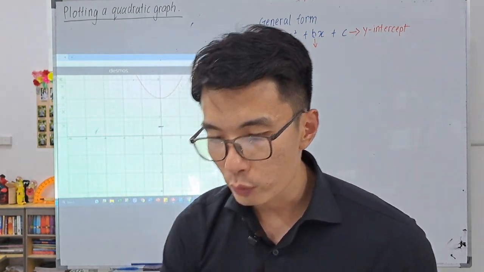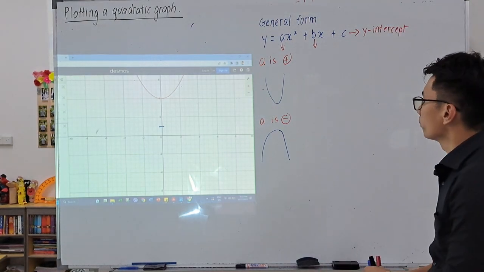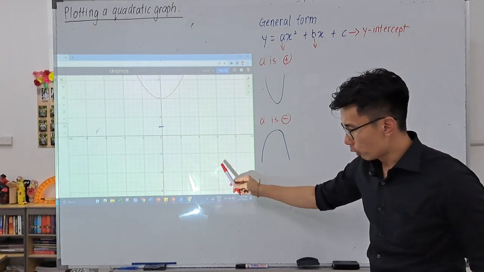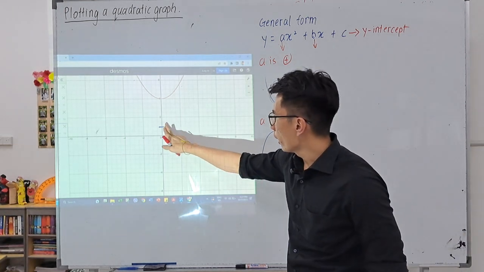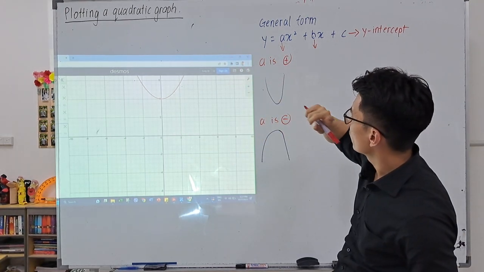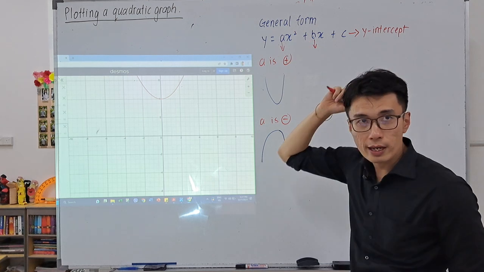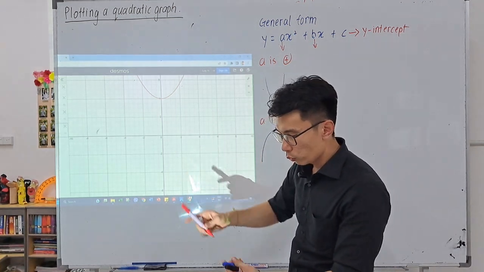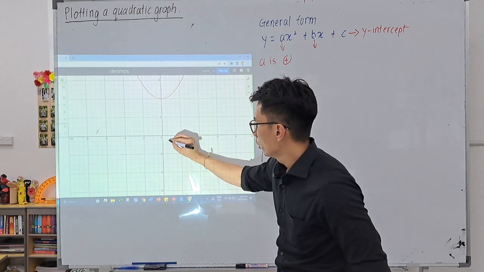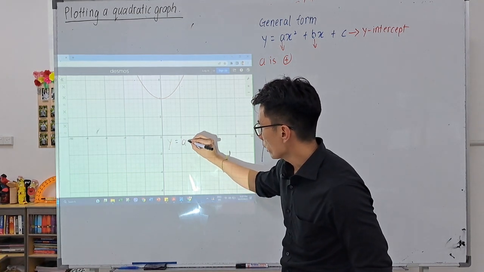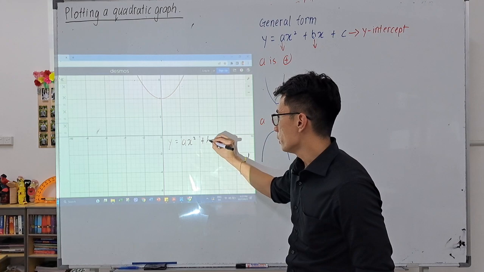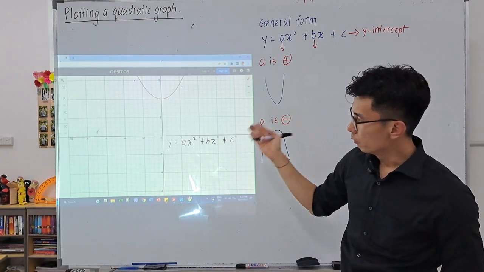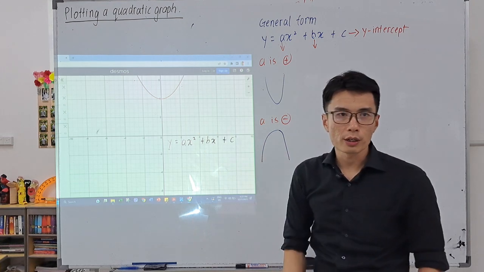So let's see what we are dealing with over here. I'm going to write on the board. What we are dealing with right now is the equation y = ax² + bx + c. Let me write it down first. That's my equation for this quadratic graph.